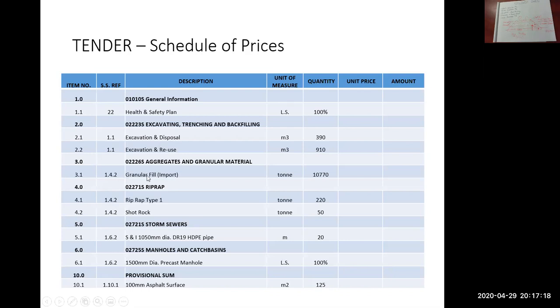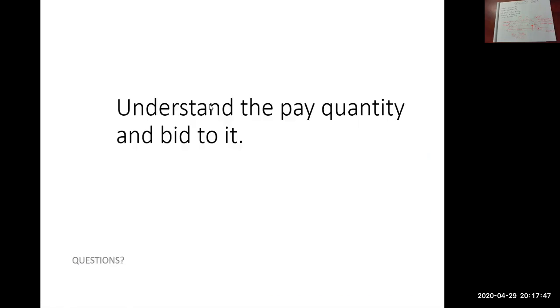So this would typically be a subgrade fill item. Where it says granular fill, that's usually embankment fill, or subgrade fill as it's also called. So meaning that's different than road base and road subbase. Other items here, some storm sewer, etc. Again, we'll take a closer look at that after the break. So the last page, understand the pay quantities and bid to them.